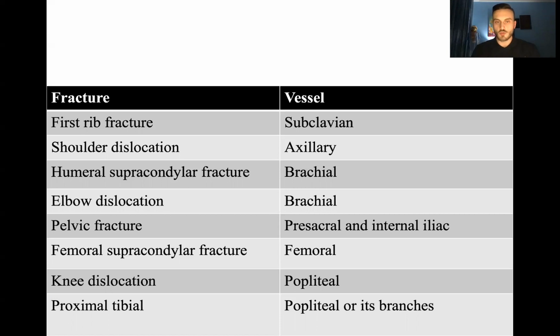The most common cause of bleeding in pelvic injuries is usually venous. But if it's arterial, you will think about the presacral and the internal iliac artery. For the femoral supracondylar fracture, you will think about the femoral artery. If you're thinking about knee dislocation, popliteal artery, it's very common, and you have to diagnose it because it has a lot of morbidity. The proximal tibia, popliteal artery, and its branches.